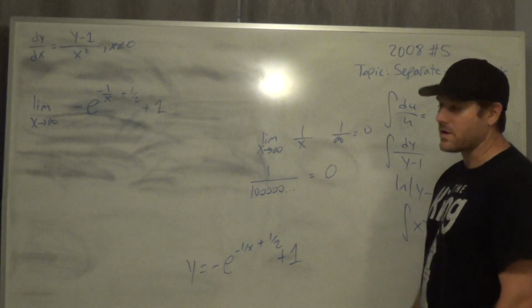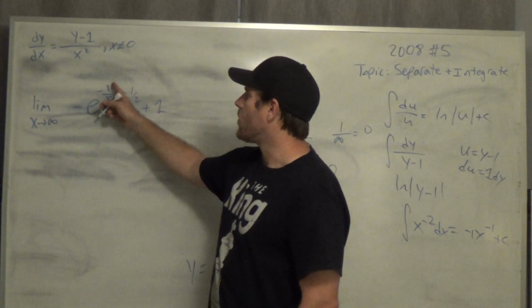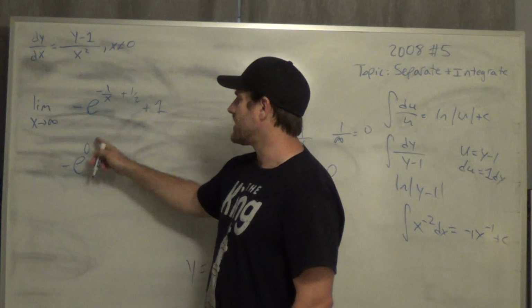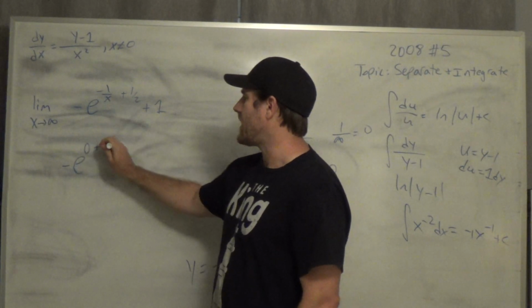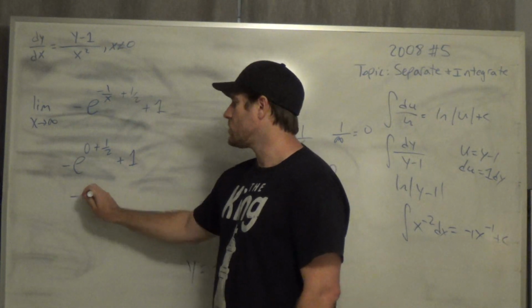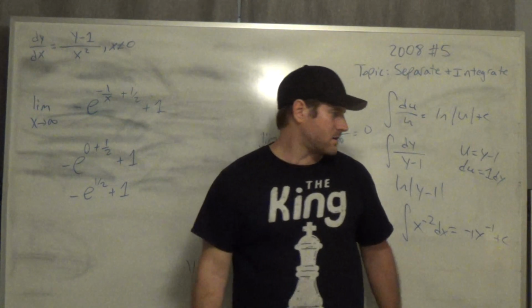Okay? So, when I go to plug in infinity, negative 1 over infinity is 0. So I get negative e. This piece is now 0, but I still have a plus 1/2 up here. And I'm pretty much done. I mean, you could rewrite it nice and clear.